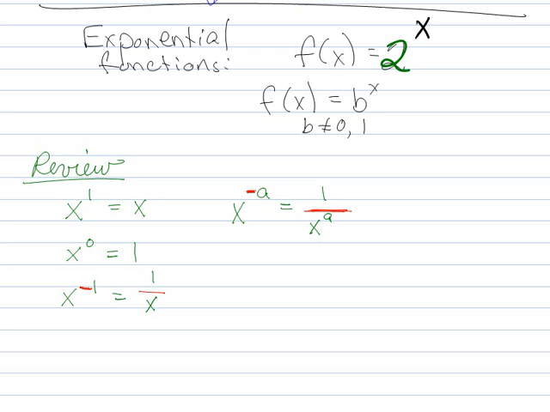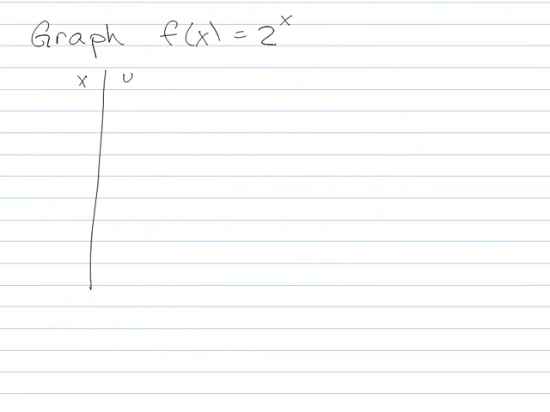Alright, that should be good to get us going. So I'm going to graph an exponential function. Let's graph the one that we just wrote: f of x equals 2 to the x. So I'm going to do my little xy table, and I'm going to go with -3, -2, -1, 0, 1, 2, 3. All right, so let's start at the bottom and work our way up.